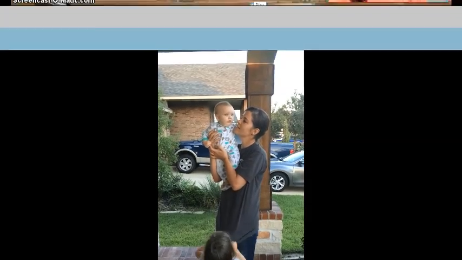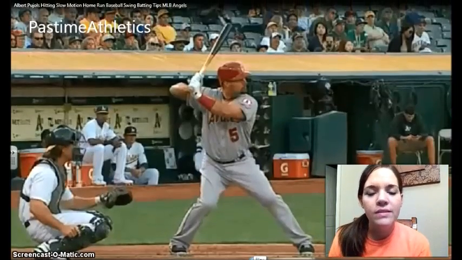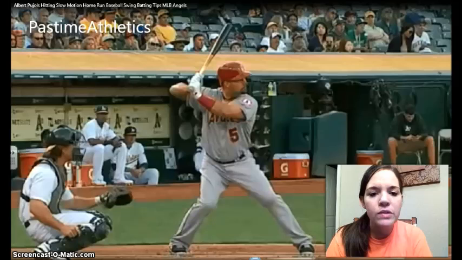Okay, so in this next section, I want to give you just a couple more examples of work. In this video clip, we're going to see Albert Pujols hitting a home run, and there are a couple instances where work will be done.